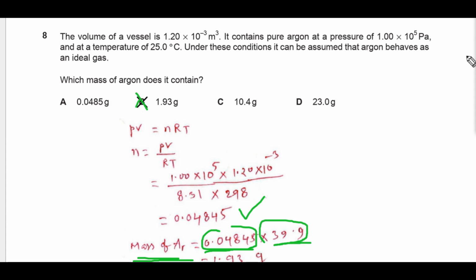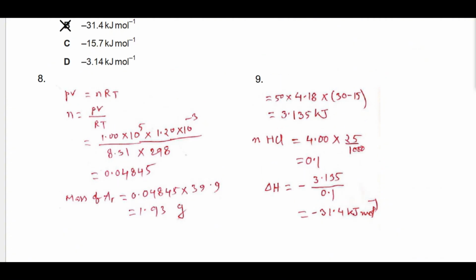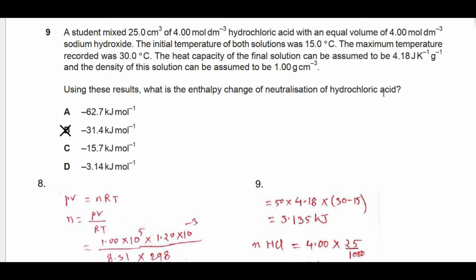Then this is the number 8 answer, 1.93. Now next, number 9. A student mixed 25 centimeter cube of 4 mole per dm cube hydrochloric acid with an equal volume of 4 mole per dm cube sodium hydroxide.